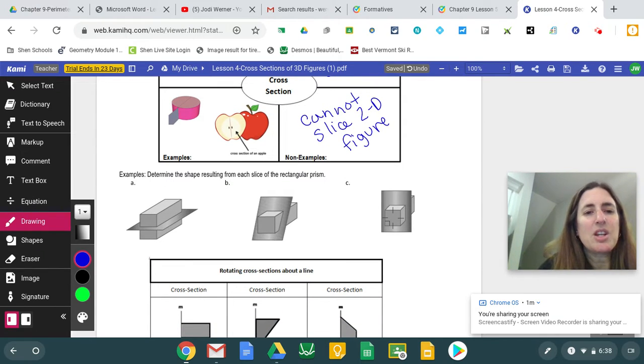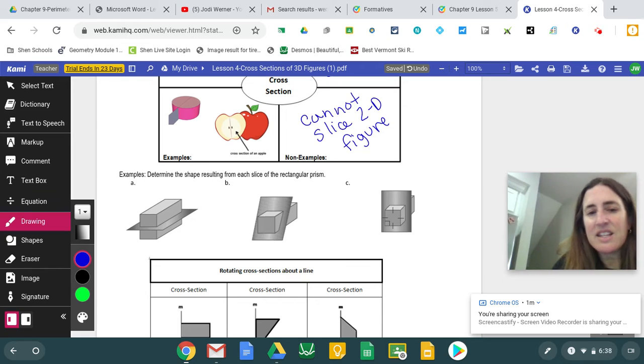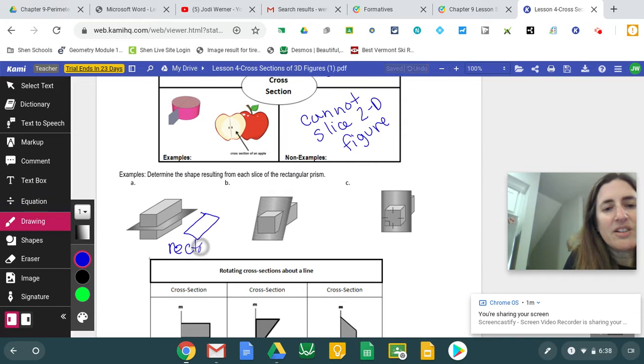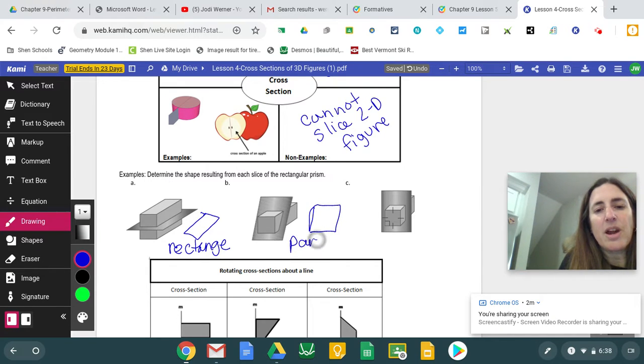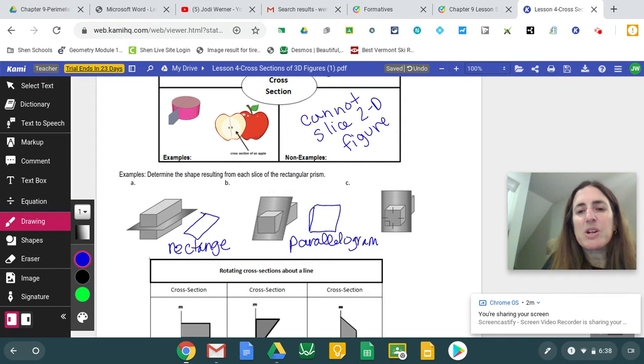It says, determine the shape resulting from each slice of the rectangular prism below. There's a rectangular prism, and this one is taken along the horizontal. The resulting image would be this shape here, which would probably be a rectangle. It's like the image of the shape where the slice was taken out. This one is going to look like this, some sort of parallelogram. But this one over here, because all four sides are marked equal, when that cross section is taken, it's going to make a square.